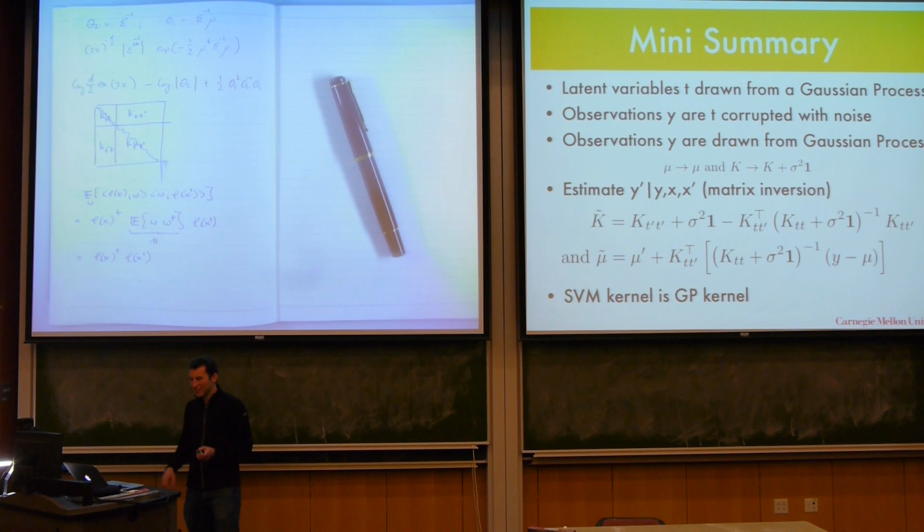Okay, so here's what we have. For the Gaussian process, we have latent variables drawn from a GP. The observations are t, but corrupted with noise. And so what happens is that the original covariance just gets something added on the main diagonal. And then you get this atrocious math for solving for the mean and covariance.